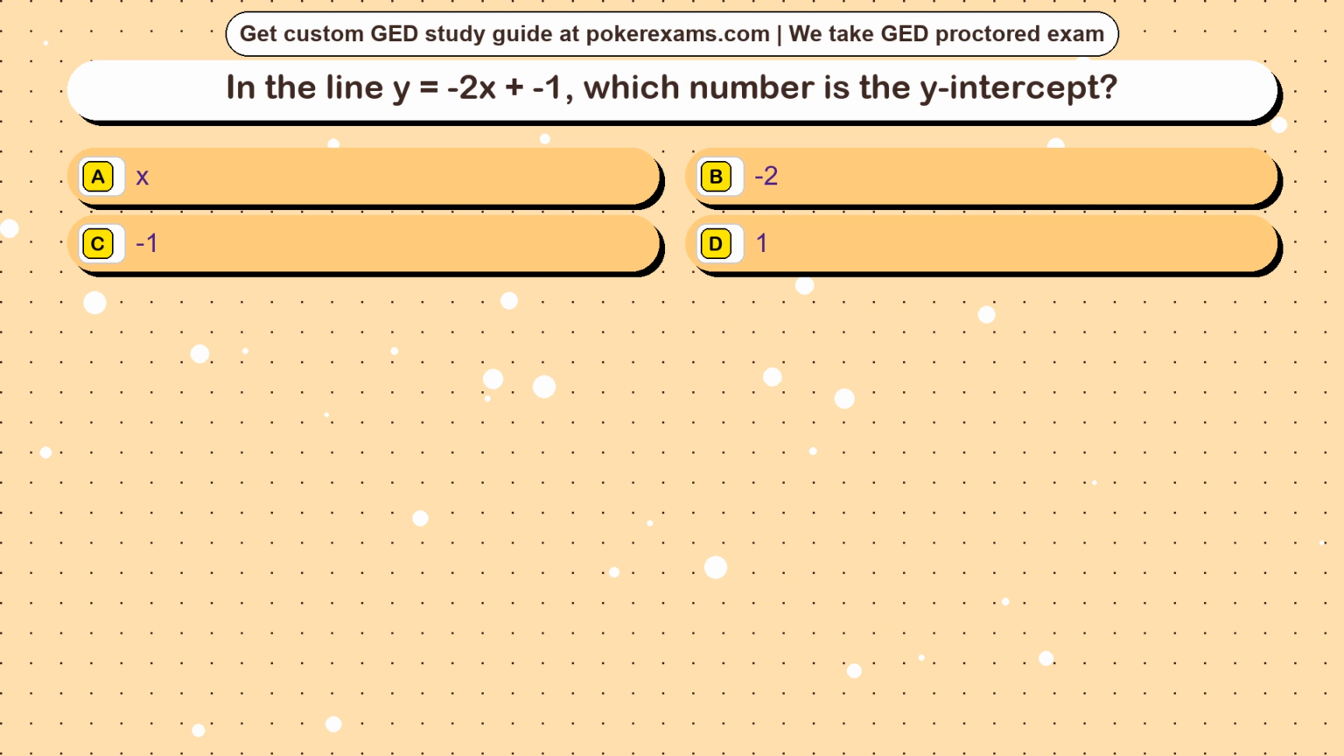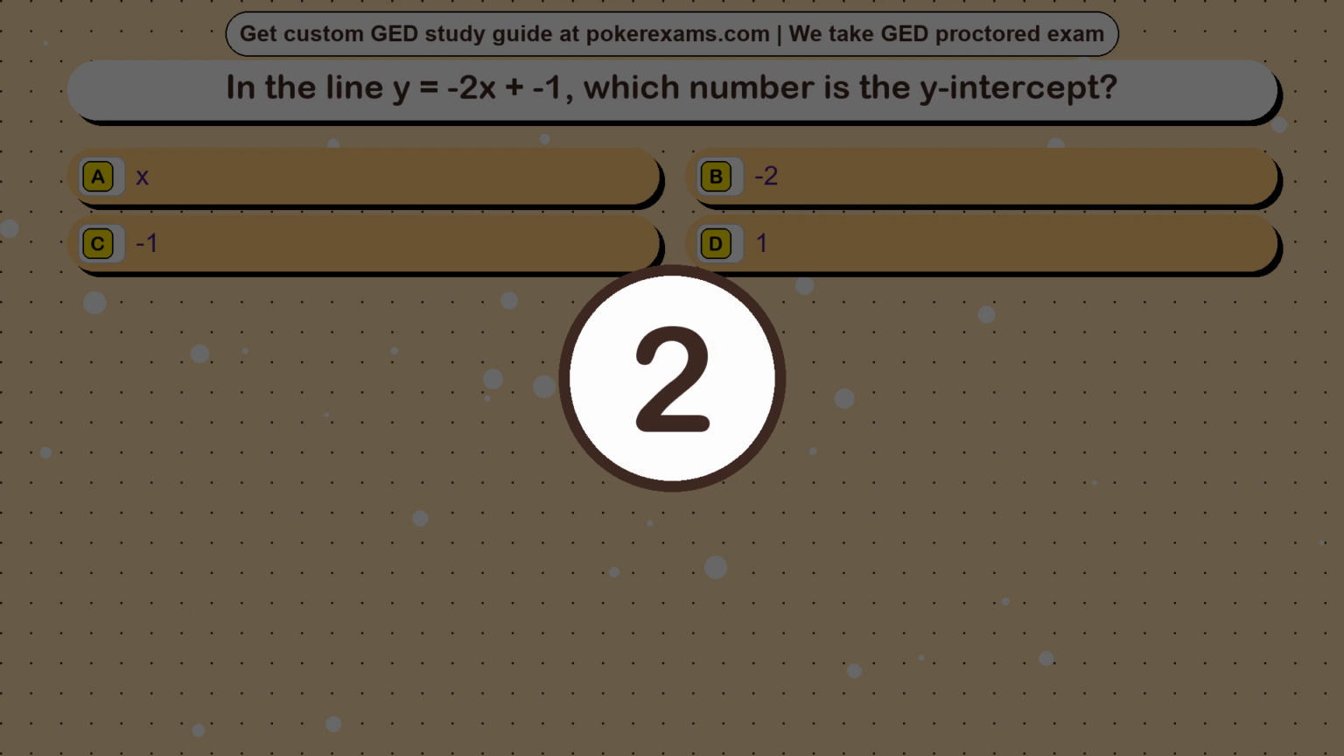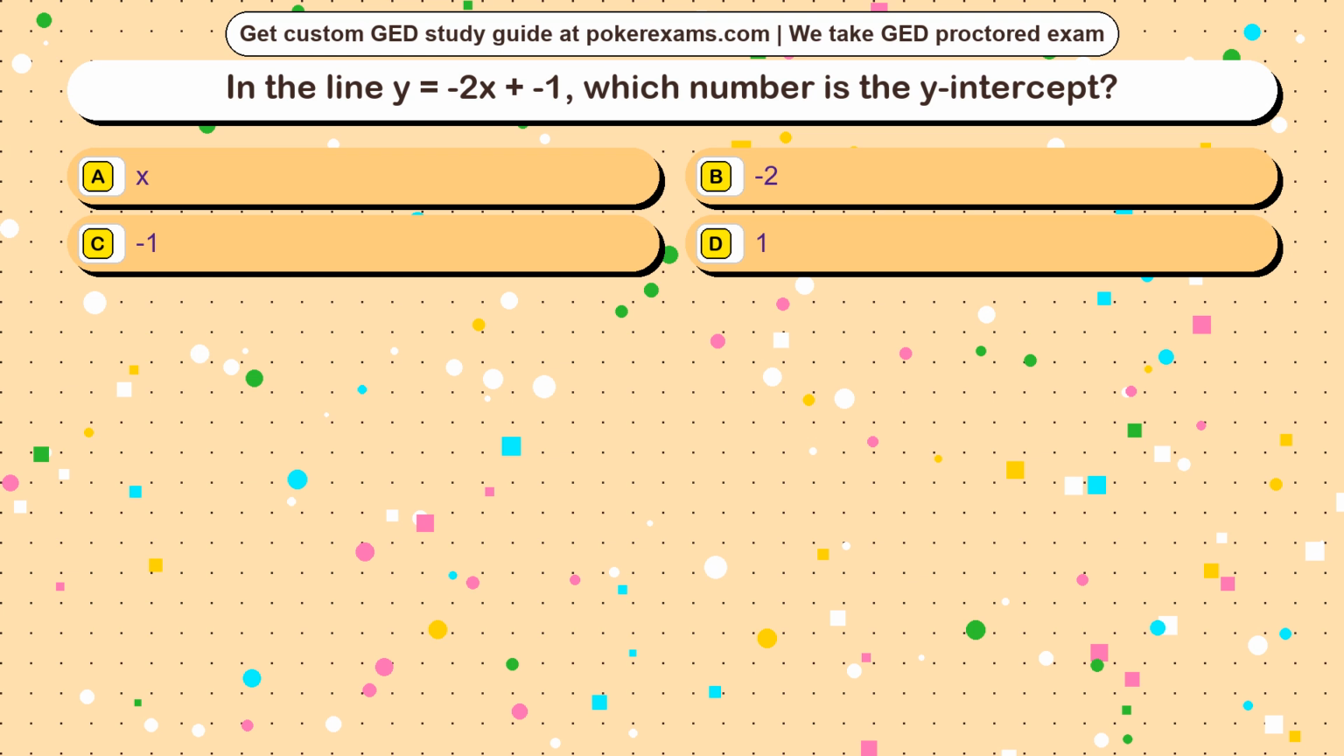Question 2. In the line y equals -2x plus -1, which number is the y-intercept? Option A, x. Option B, -2. Option C, -1. Option D, 1. The correct answer is option.